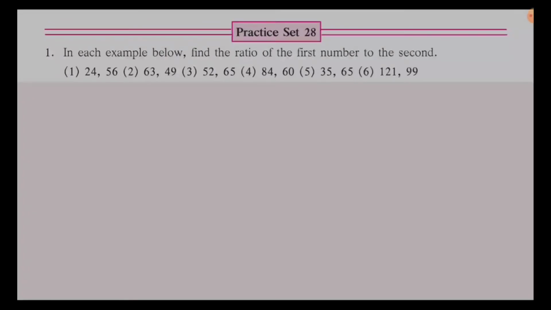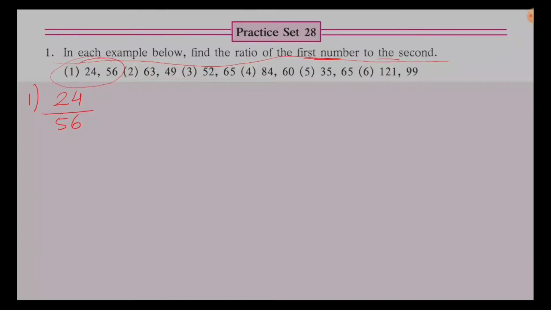Okay, in each of the examples below, find the ratio of the first number to the second. This is our first sum. Now you just have to find the ratio. That means for 24, first number to the second, this is our answer. Okay, 24 upon 56.